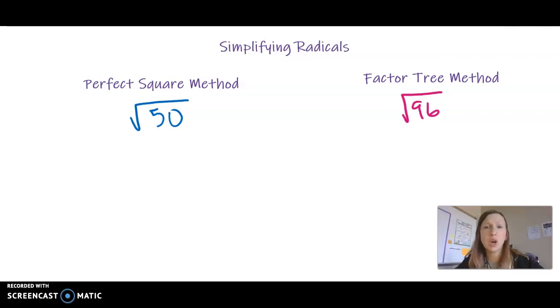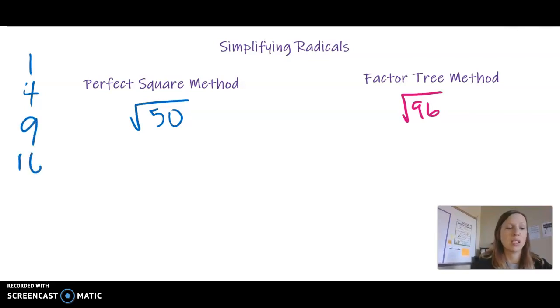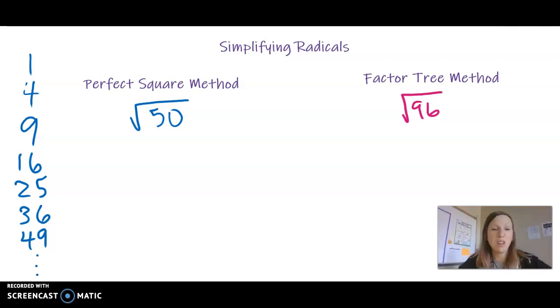So the first thing we need to know is what are our perfect squares? A perfect square is a number created when you multiply the same number times itself. For instance, 1 times 1 is 1, 2 times 2 is 4. 3 times 3 is 9. 4 times 4 is 16. 5 times 5 is 25. 6 times 6 is 36. 7 times 7 is 49, etc. There's an infinite number of them, but the only ones you really need to know are all the way up to 144, which is 12 times 12.